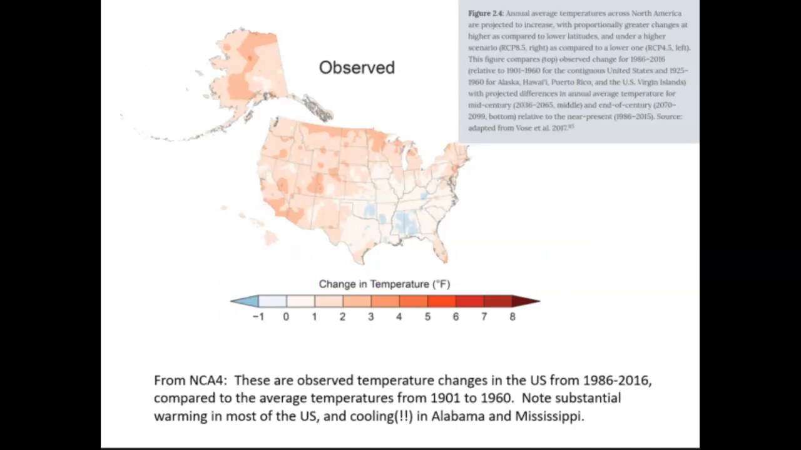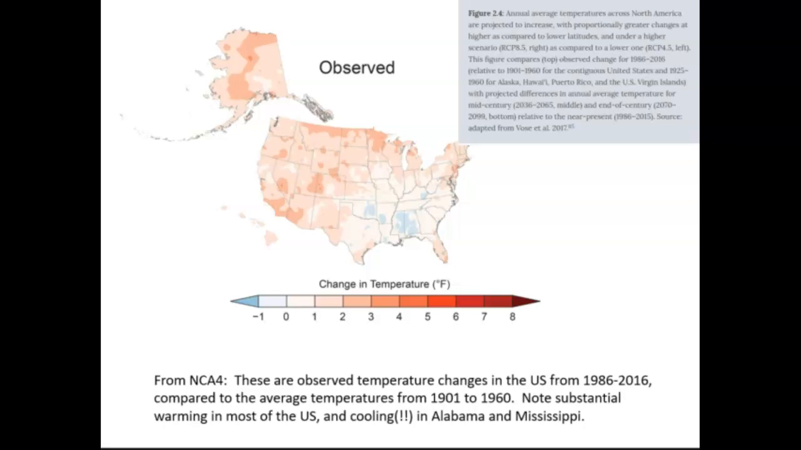This map shows average annual temperature changes in the U.S. from 1986 to 2016 in comparison to the average temperatures from 1901 to 1960. The greater the difference, the stronger the color. Note that the greatest warming has been in the Northeast, Northwest, and Southwest. The Southeast has warmed mildly, and there has been slight cooling in Alabama and Mississippi.